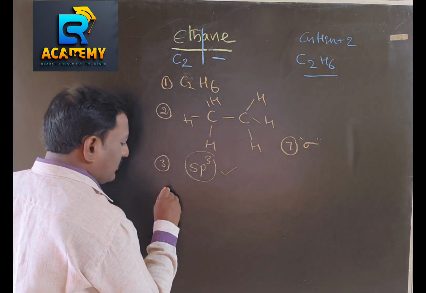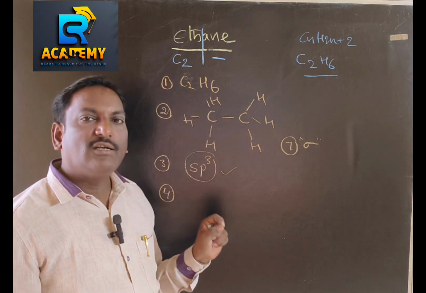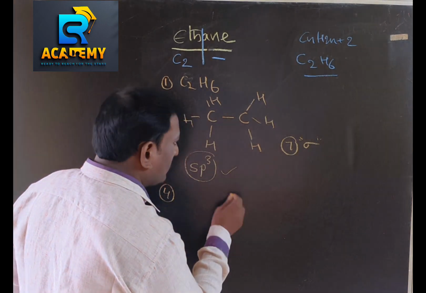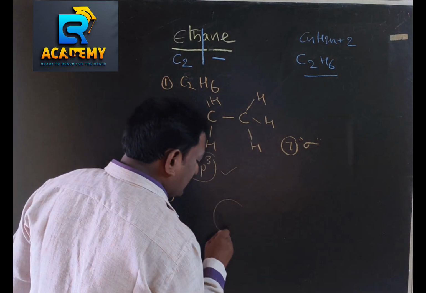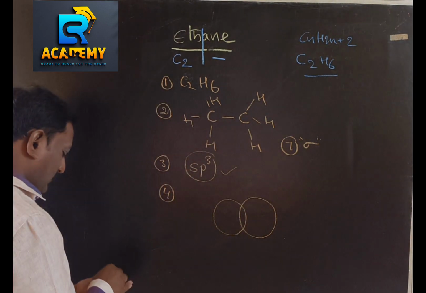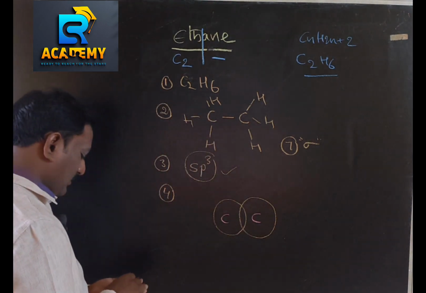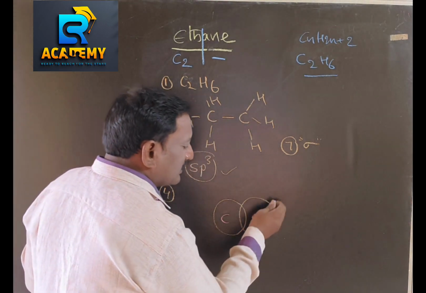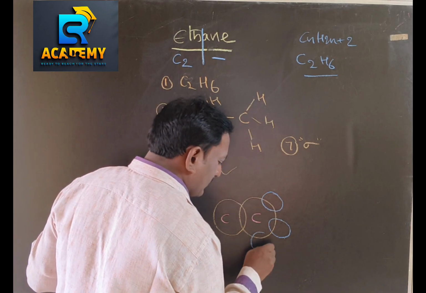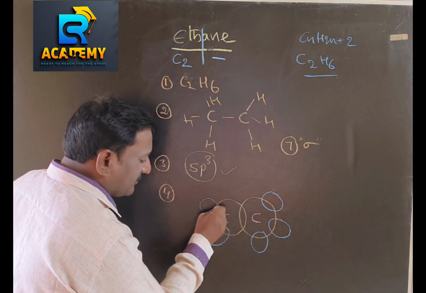Next one, question number 4. Drawing the electron dot structure. We require two main circles for carbons. This is meant for carbon, and this is meant for carbon. This carbon is connected with 3 hydrogen atoms, and this carbon is also connected with 3 hydrogen atoms.